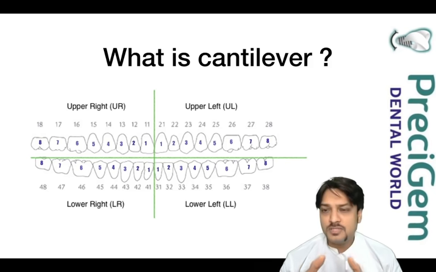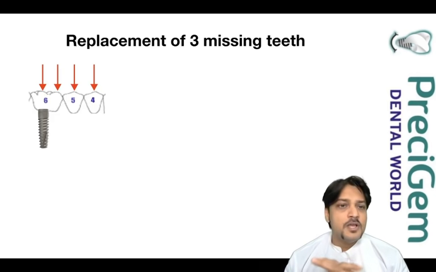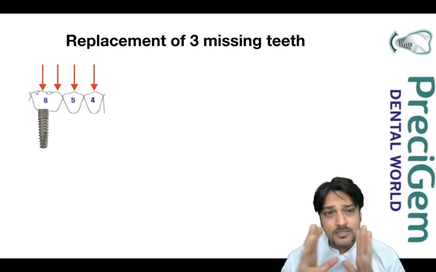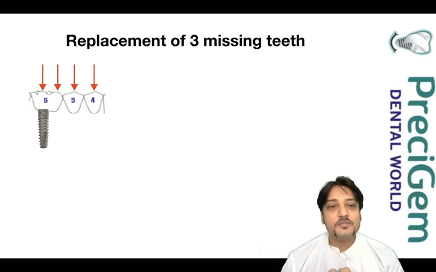I'm going to use this particular system when I'm addressing the next slides. Suppose we come across a situation of replacing three missing teeth. I get a lot of queries where the patient asks, I want to replace three missing teeth, can it be done with one implant? I say clearly no. Why? I will tell you the reason.